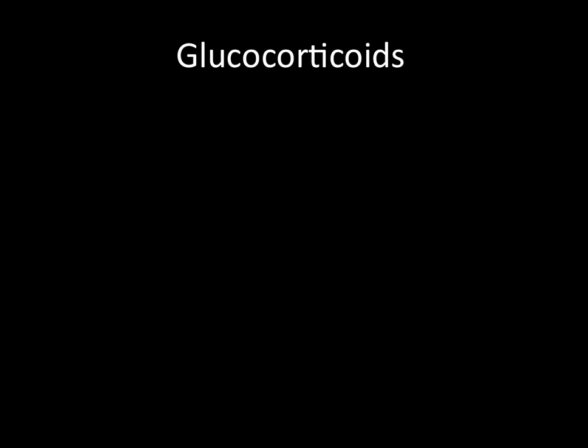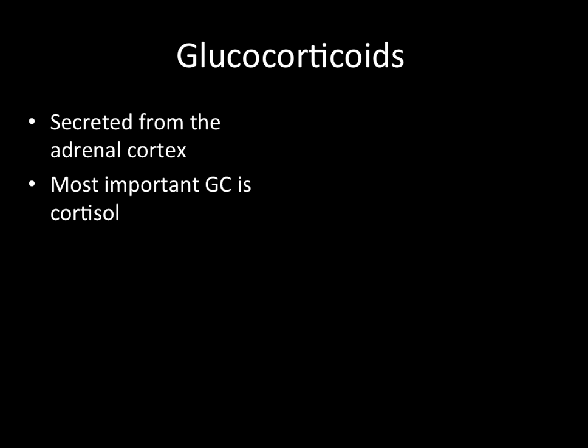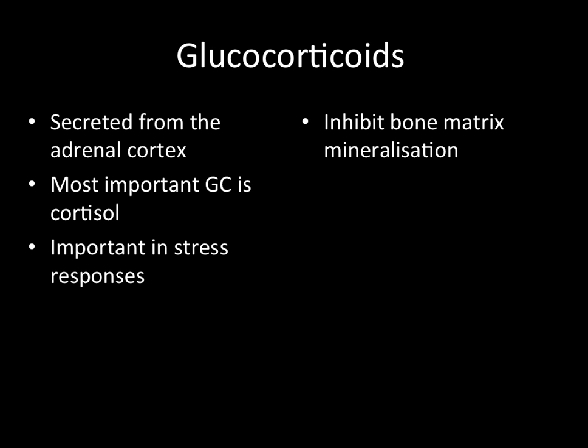Glucocorticoids. Now this is really interesting. They're secreted from the adrenal cortex normally, and the most important glucocorticoid is cortisol in the human, the one secreted in the highest concentration, although there are two others. It's important in modulating stress responses, so it is released normally in the body. But the effect of glucocorticoids is to inhibit bone matrix mineralization and induce apoptosis of osteoblasts.